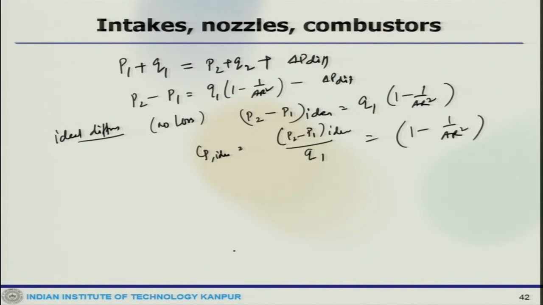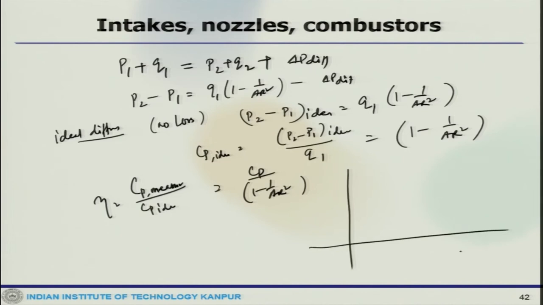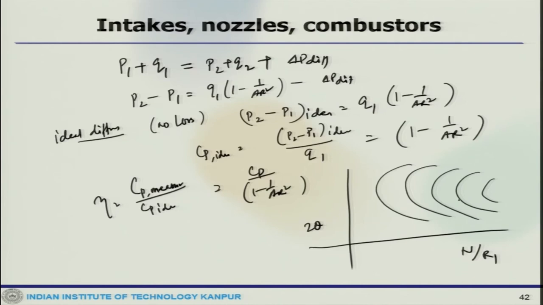So the overall effectiveness of the diffuser could be estimated as Cp measured by Cp ideal, which is Cp by (1 minus 1 by area ratio square). So that is how one can draw this. This is the non-dimensional length N by R1 versus diffuser angle 2 theta. So the curve goes like this, showing an increasing trend of the Cp star. Cp star is the locus of points that define the diffuser divergence angle producing the maximum pressure recovery in a prescribed non-dimensional length. So this is a qualitative curve that one can look at.